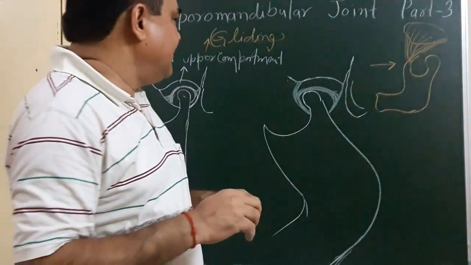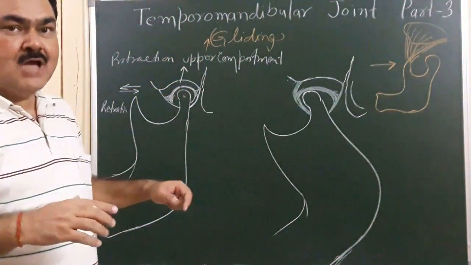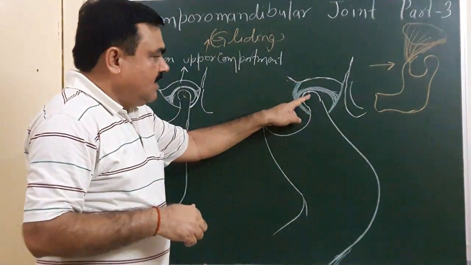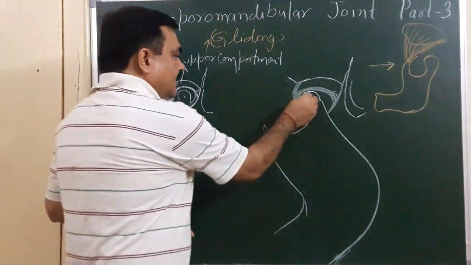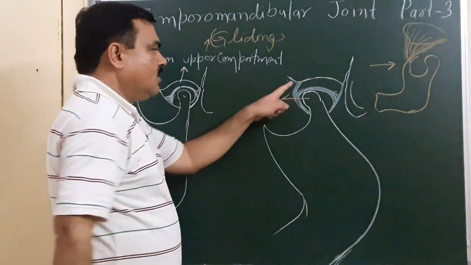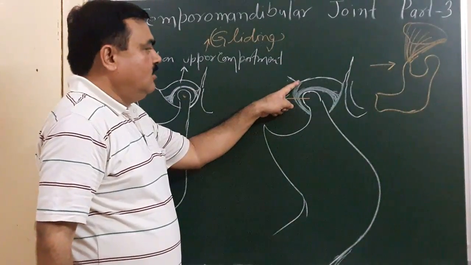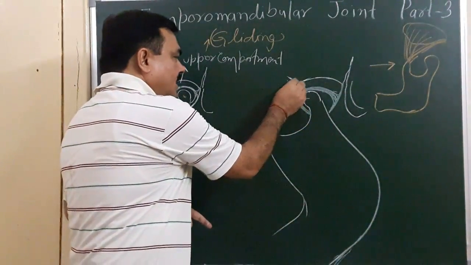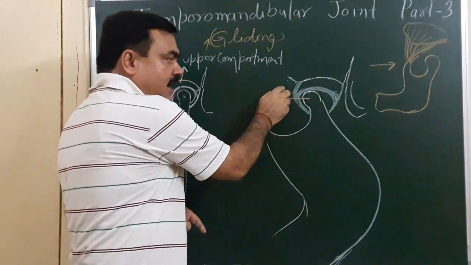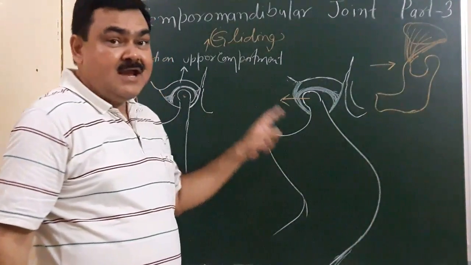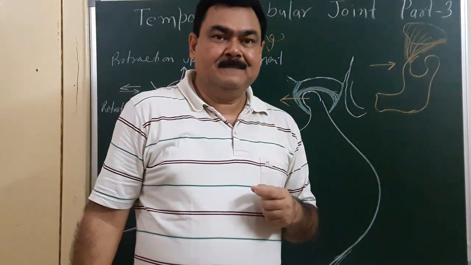In case of excessive opening of the mouth, this head crosses this articular eminence and reaches into here, the infratemporal fossa. And if this occurs, then the patient cannot close his mouth.